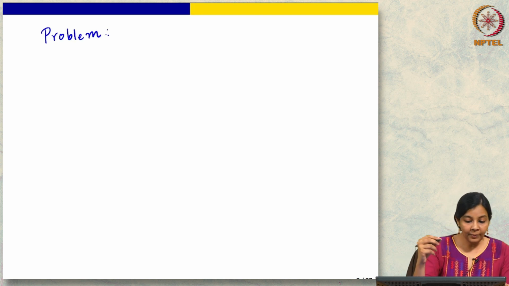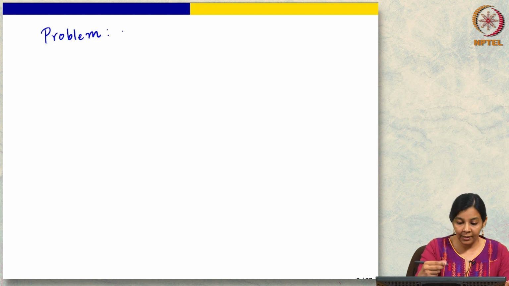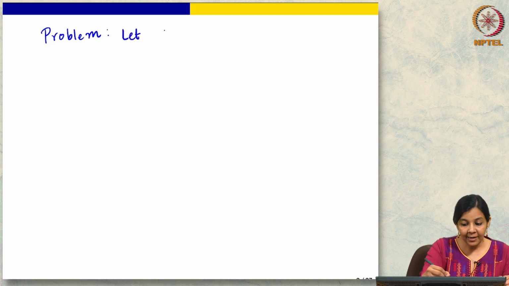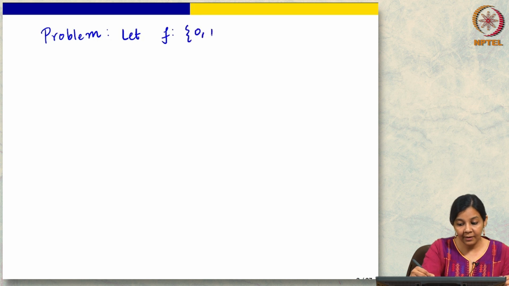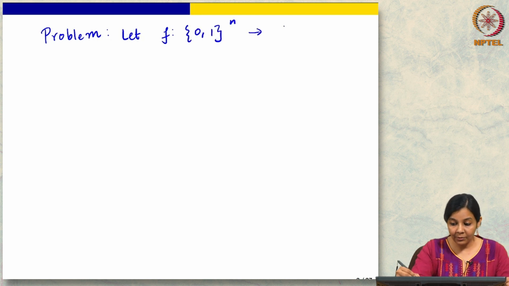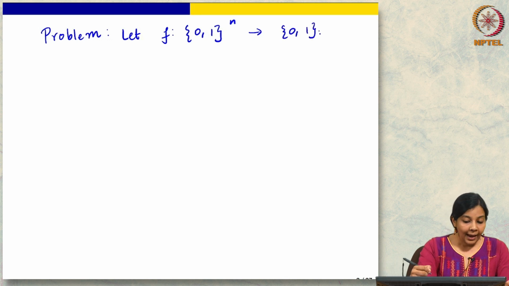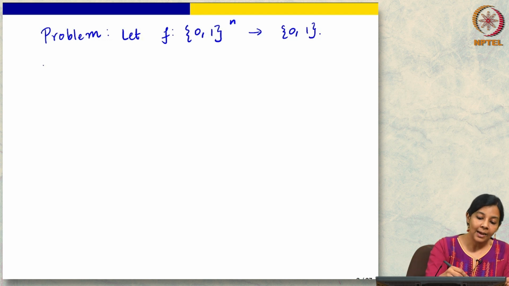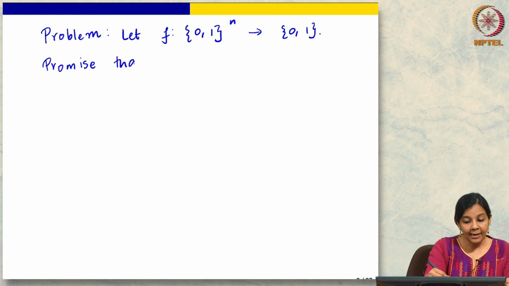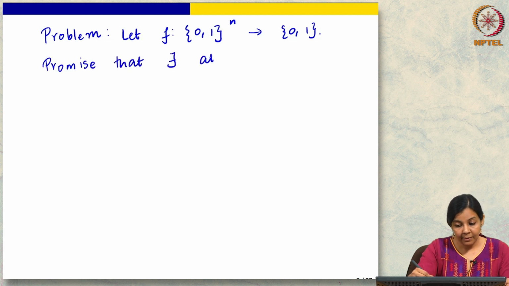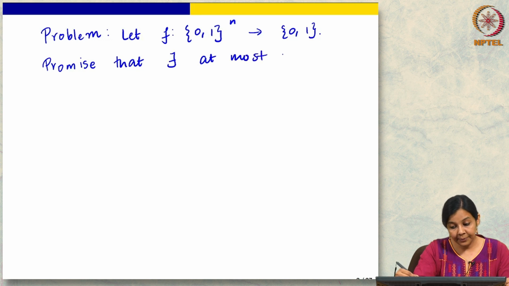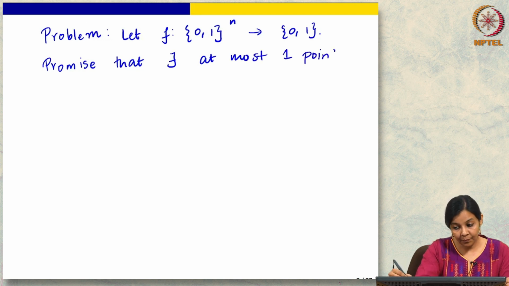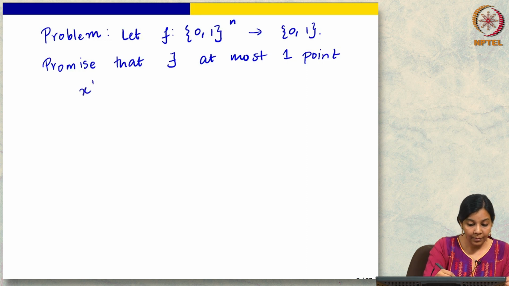Okay, so the problem is, let's cast it in our usual language. So let's say that I have some function f which is going from {0,1}^n to {0,1}. Okay. And for simplicity, I will give you a promise that there exists at most one point x star such that f of x star is equal to 1.